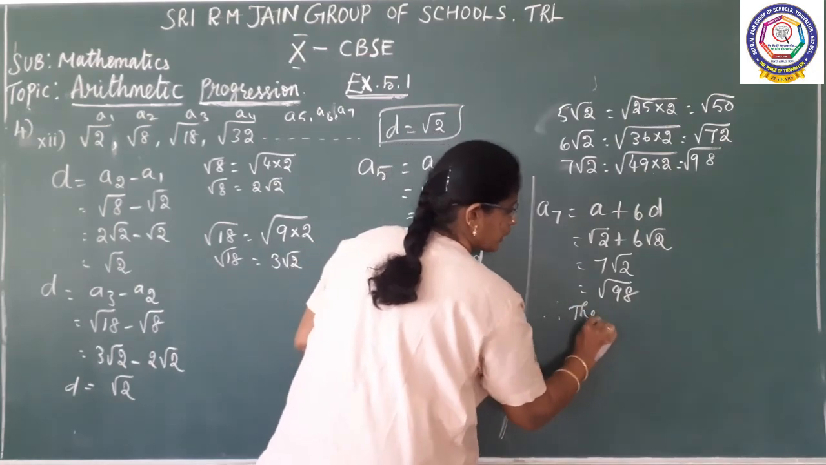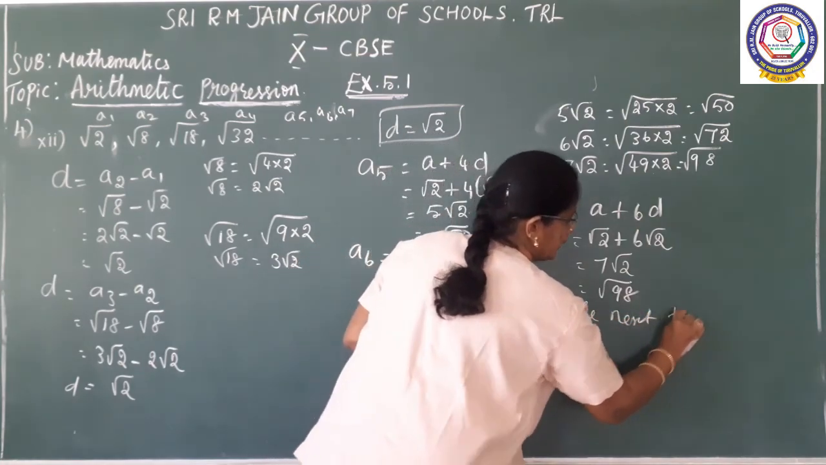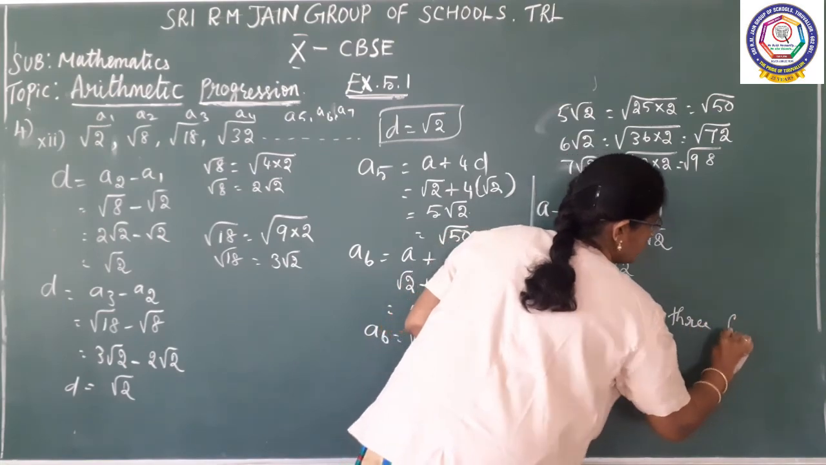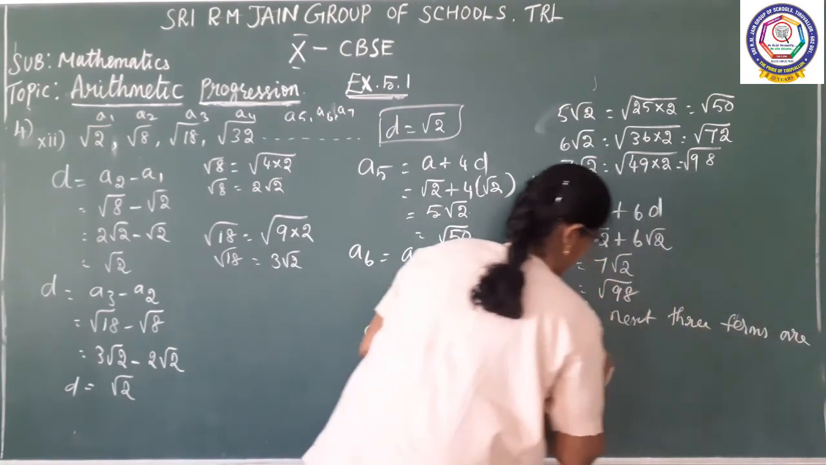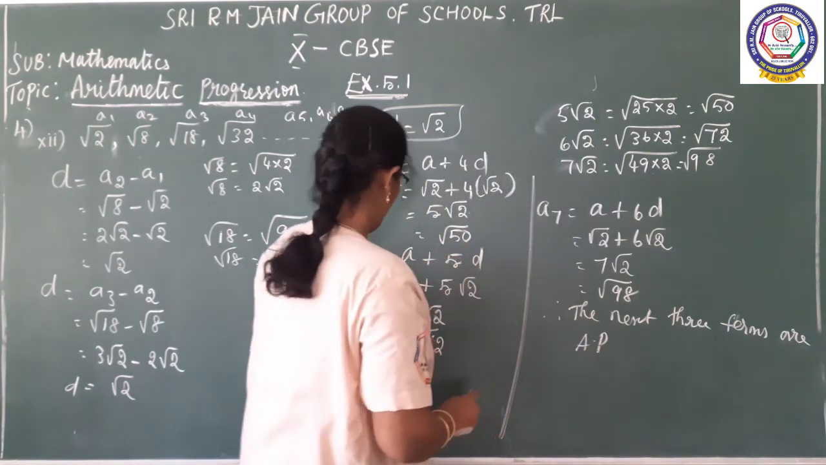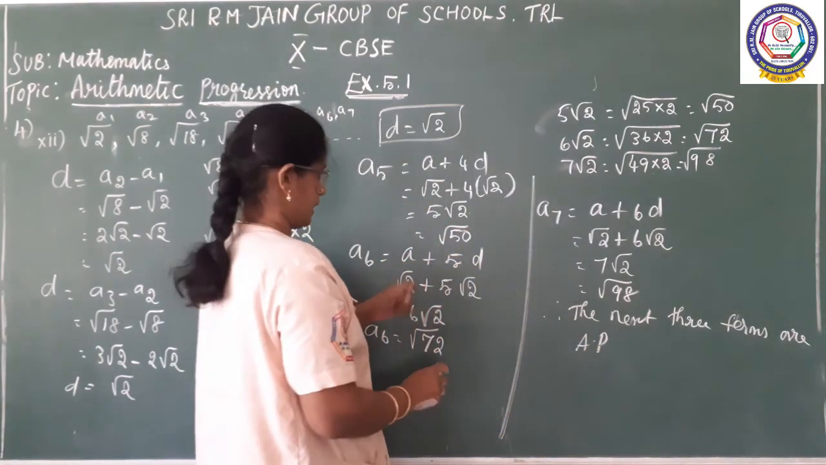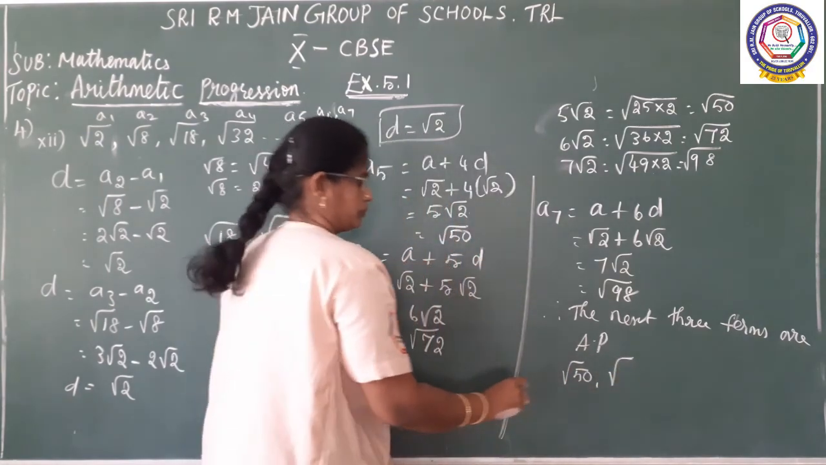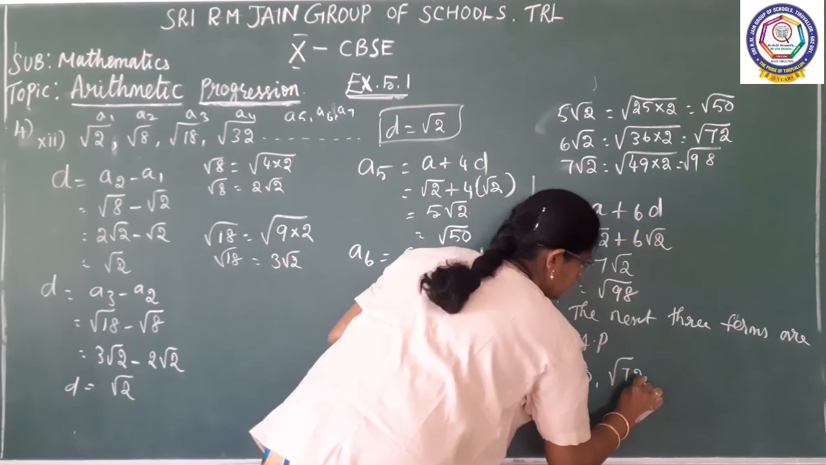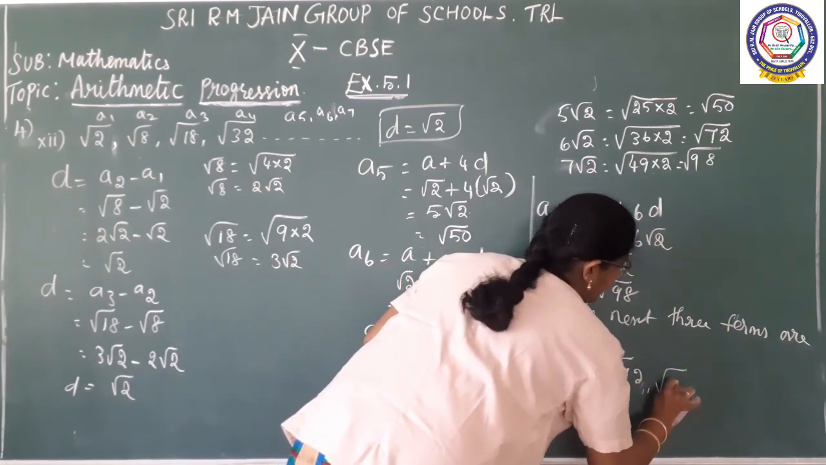Therefore, the next 3 terms of the AP, what we got here, A5, A6, A7, are square root of 50, then square root of 72, then square root of 98.